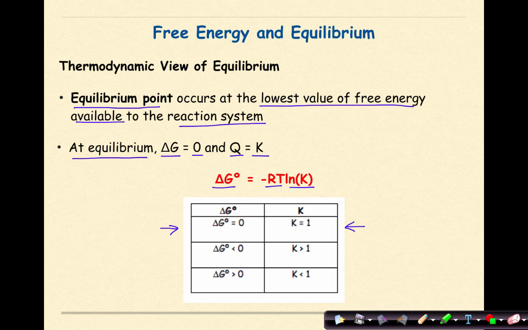So when delta G at standard state equals 0, we know that K is going to equal 1, and that is at equilibrium. When delta G at standard state is less than 0, in other words, a negative number, our K is going to be greater than 1, and that is going to favor products. When our delta G at standard state is greater than 0 and it has a positive value, our K is going to be less than 1, which means it's going to favor reactants. And we can calculate all of this, which we are about to do.